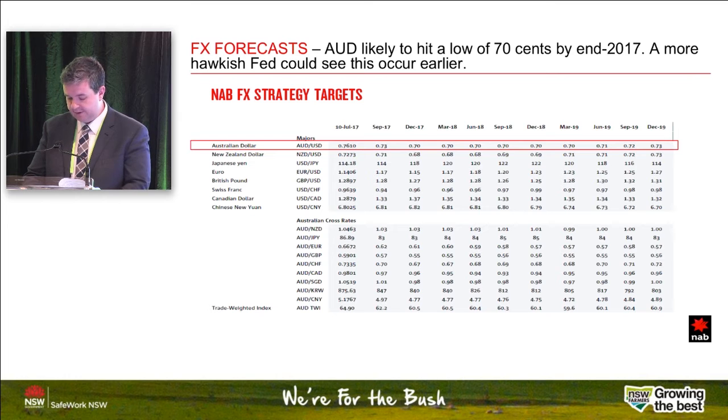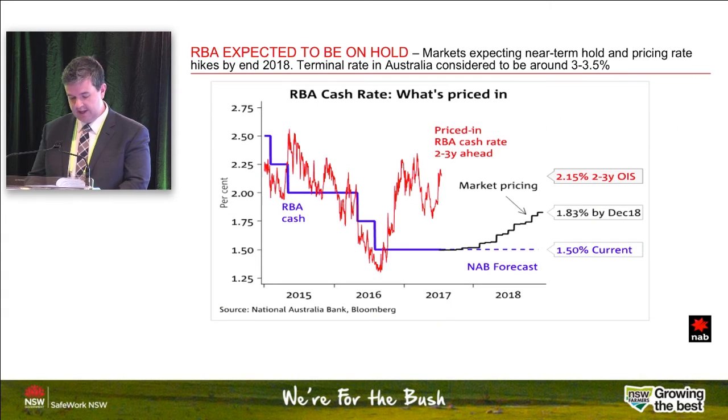Unfortunately, I suspect I've only got probably a couple of minutes left, but in the time remaining, I did want to touch more on our view of the RBA cash rate, given the implications for financing costs. So this chart here shows what the market is pricing in for the cash rate compared to NAB's forecast. While there is very little chance of a rate hike in the near term, financial markets have fully priced in a 25 basis point hike before the end of 2018.